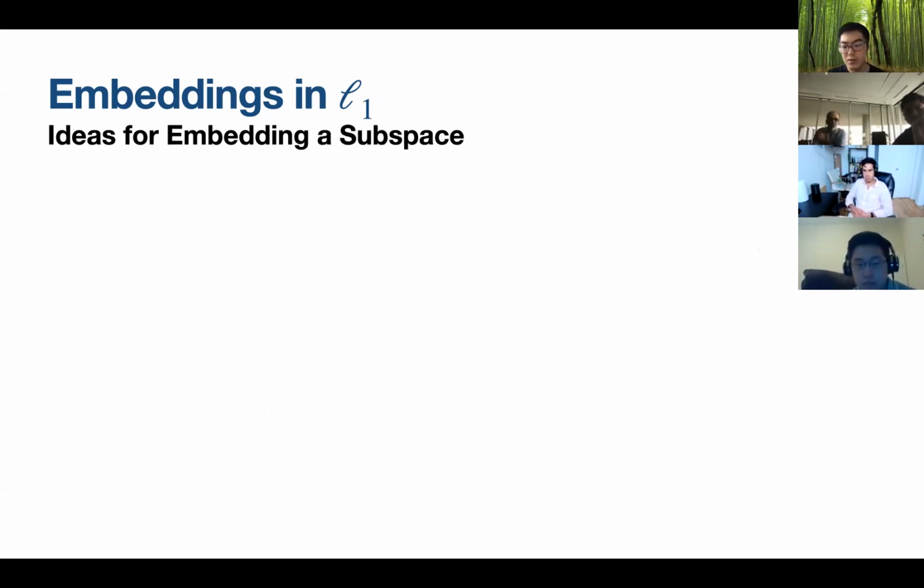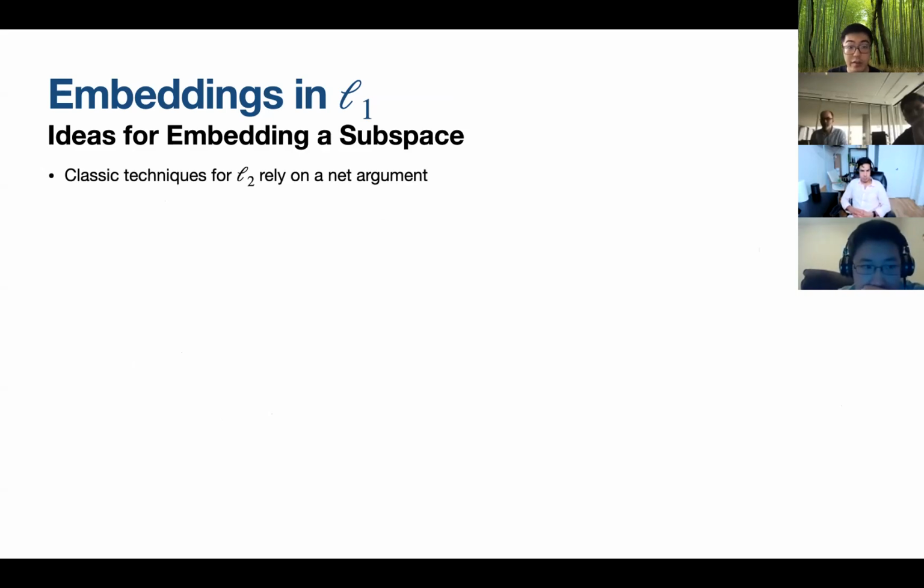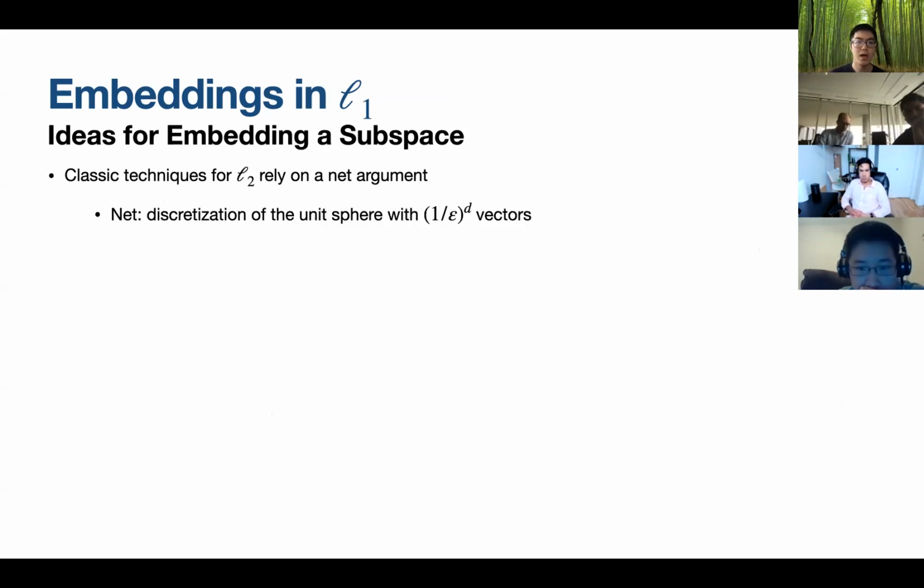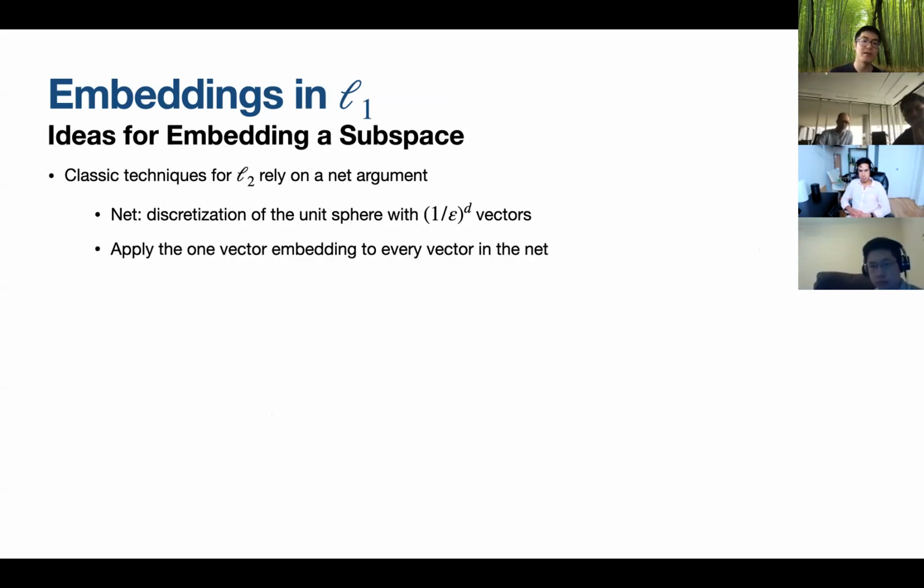In order to embed a whole subspace and improve the dependence on D, the classic technique for L2 turns out not to work. In the L2 case, the classic technique is a net argument, which means we discretize the unit sphere with essentially 1 over epsilon to the D many vectors. Then we apply the previous one vector embedding result to every single vector in the net. By union bound, this implies the tight bound of 1 over epsilon squared times D for L2. However, in our case, this technique provably does not work, and it still leads to doubly exponential bounds on D.